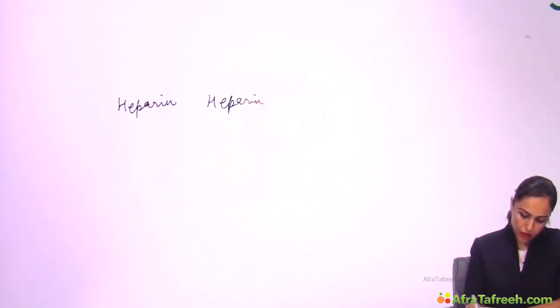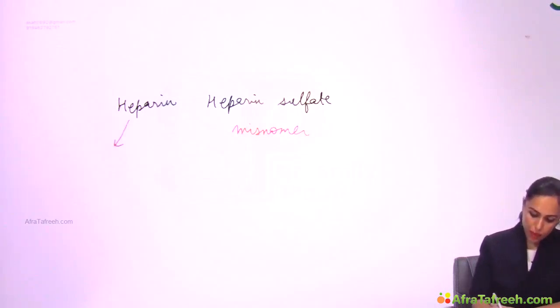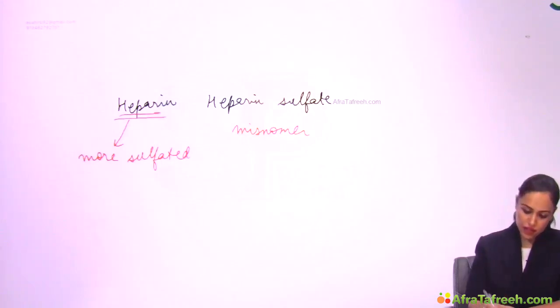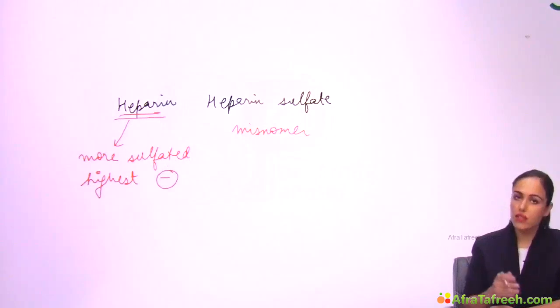Now there are two GAGs, that is heparin and heparan sulfate. Heparin appears as if heparan sulfate is more sulfated. But no, the name is a misnomer here. Heparin is more sulfated than heparan sulfate. And this heparin has the highest negative charge because of this sulfate. Highest negative charge in which GAG? It is heparin.